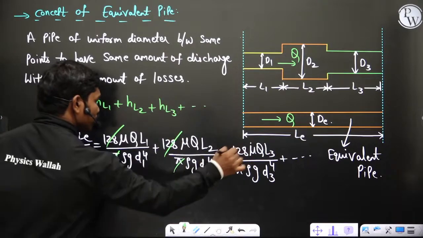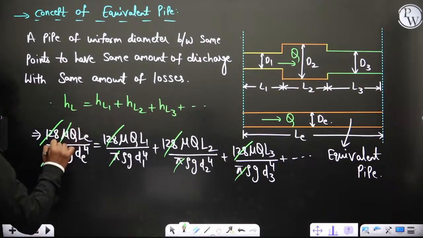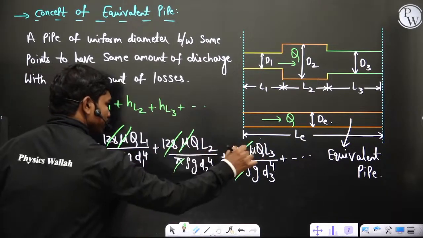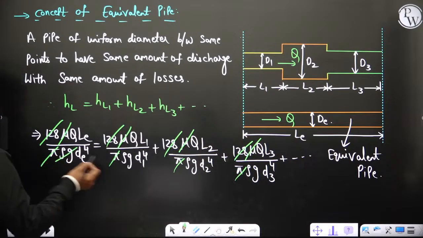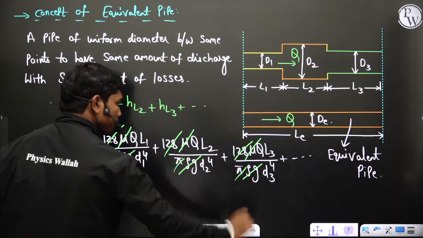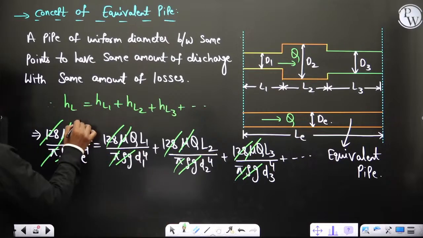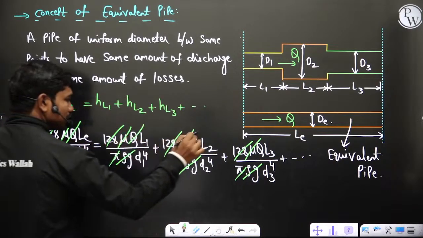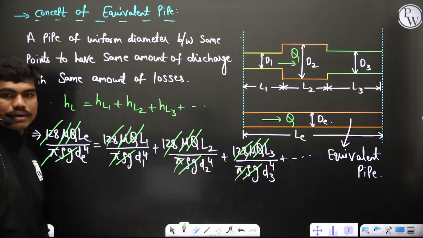You can cancel this all over. Then this mu is also constant everywhere, so you can cancel. Then this density into gravity, again you can cancel. Q, discharge: whatever is the discharge flowing here, the same is the discharge flowing in all the pipes. So that also can be cancelled actually.